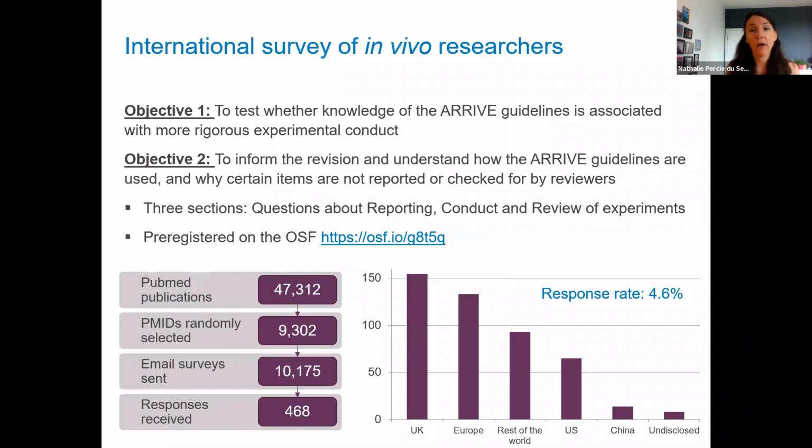And as we were preparing for the revision of the ARRIVE guidelines, we also gathered evidence from an international survey of in vivo researchers. And we identified researchers who had recently published in vivo research from PubMed and invited them to take part in the survey. So this had 2 objectives. First of all, we wanted to replicate the findings from the Swiss study and test whether knowledge of the ARRIVE guidelines is associated with more rigorous experimental conduct. And we also wanted to gather qualitative evidence on the use of the guidelines to inform the revision.